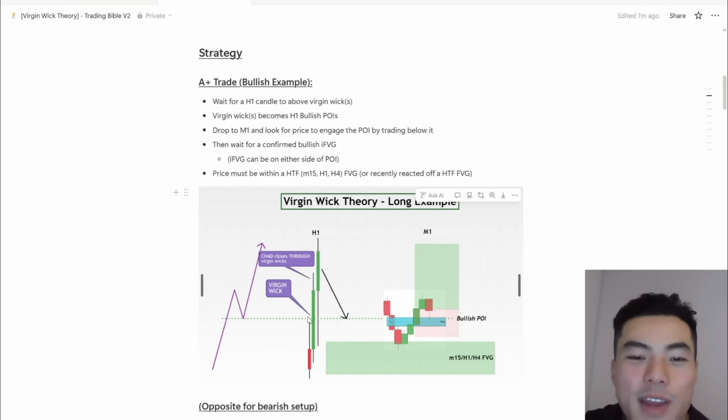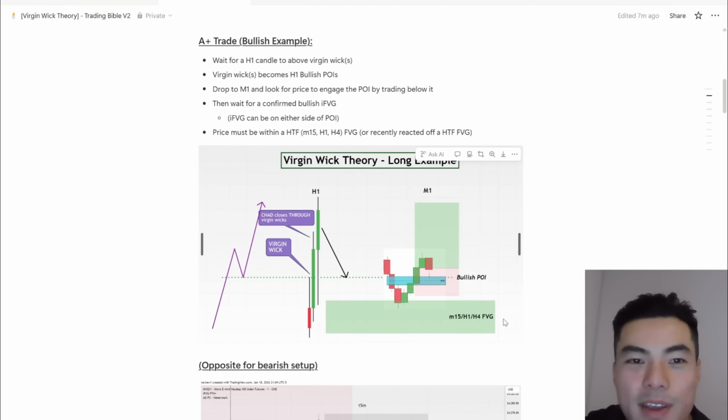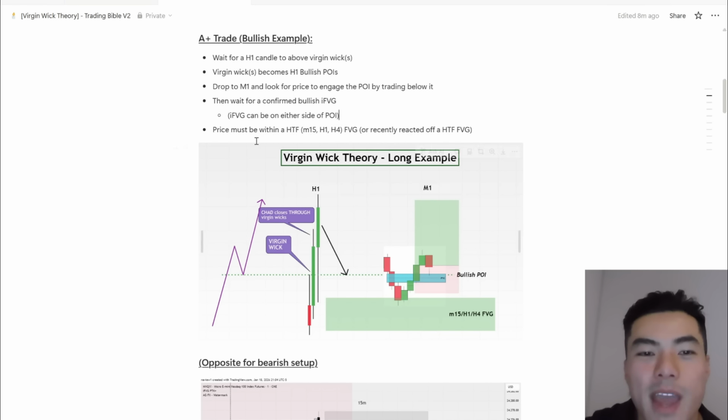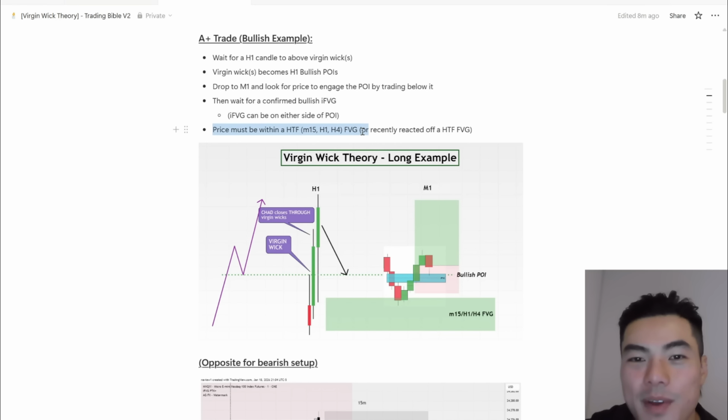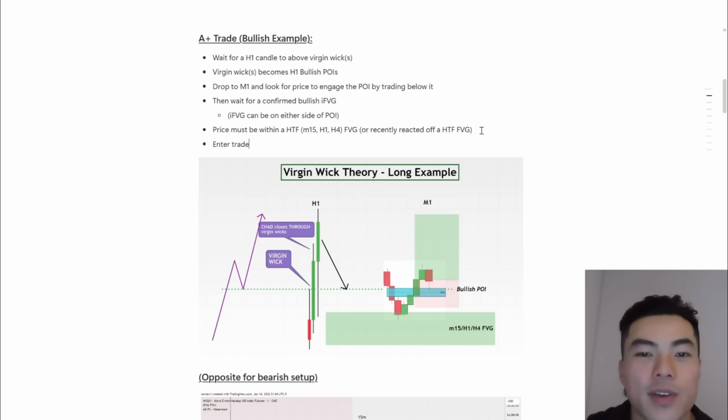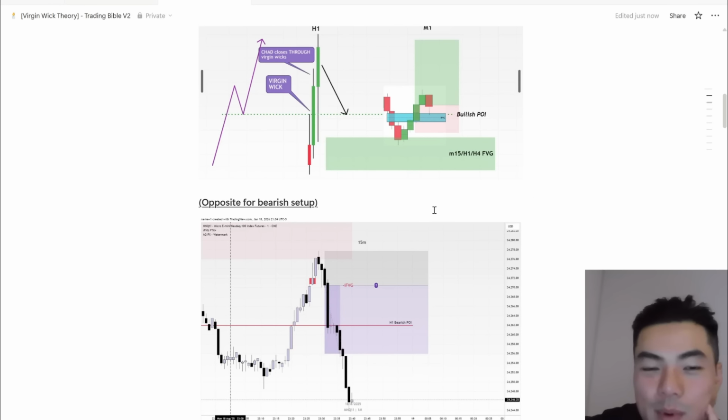Wait for H1 candles to close above virgin wicks. The virgin wicks then become your bullish points of interest. Then drop down to the 1 minute and look for price to engage the POI by trading below it. Then wait for a confirmed bullish IFVG, and the IFVG can be on either side of the POI. And then you can enter. And price must be within a higher time frame fair value gap, or it must have recently reacted off a higher time frame fair value gap. Enter trade. Here's a nice visual example.